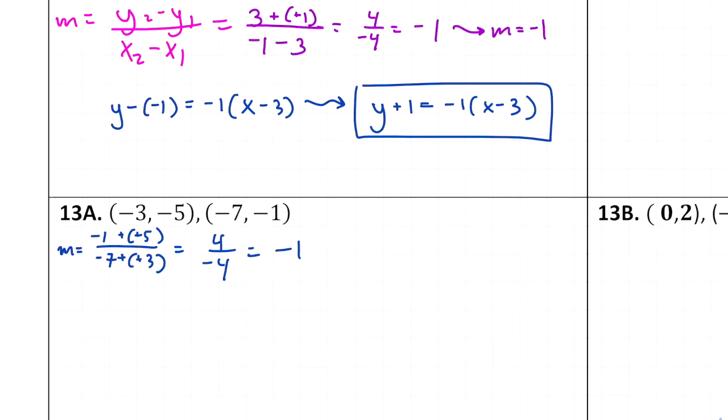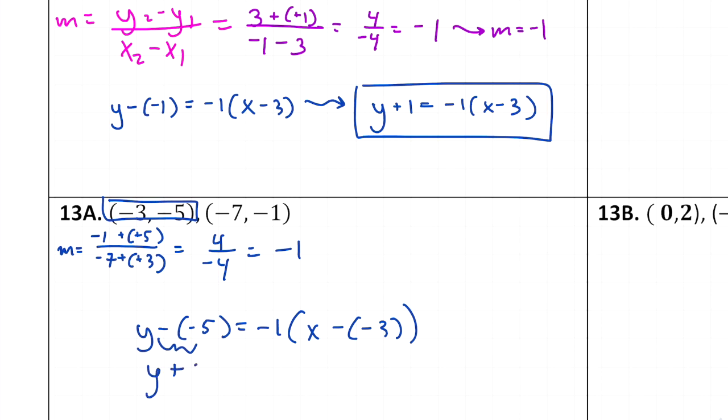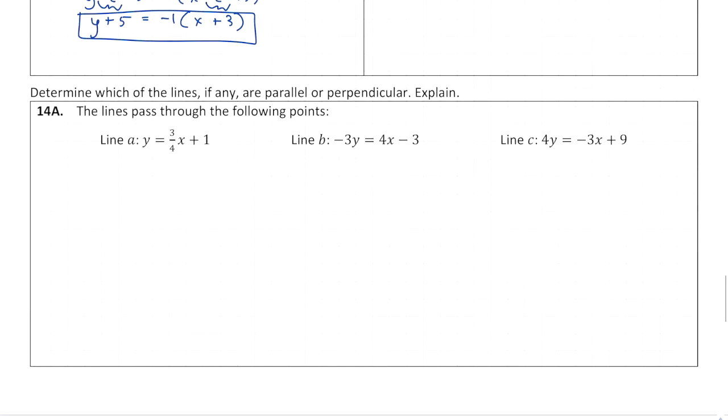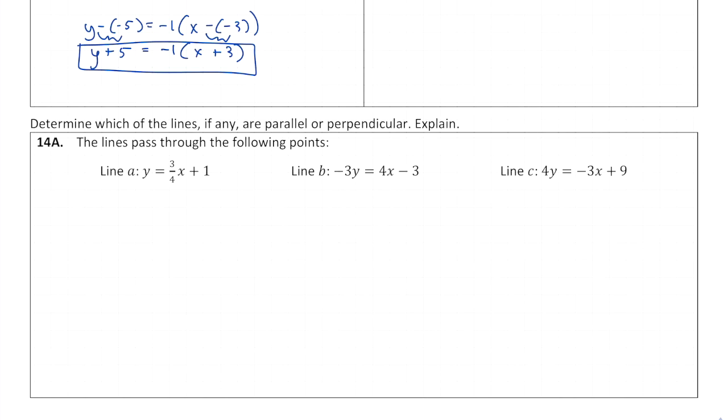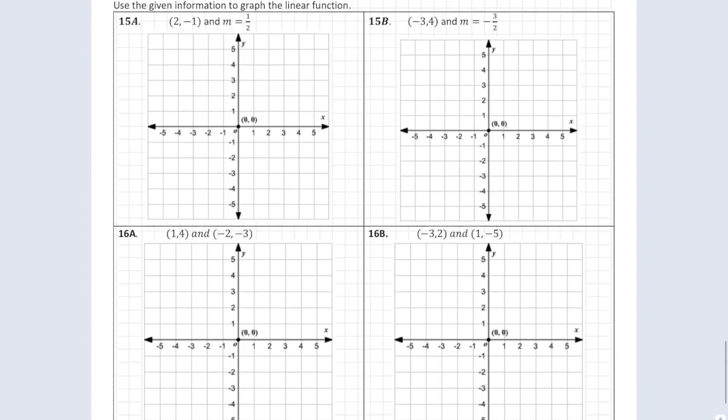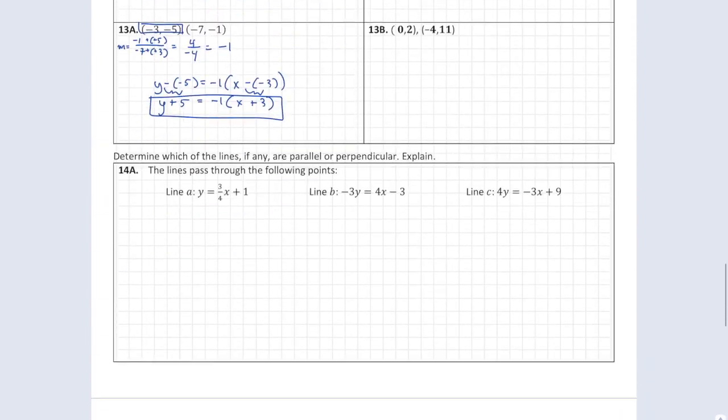Then again, I can pick any pair. I will pick this one right here and say y minus negative 5 is equal to negative 1 times x minus negative 3. Both of these simplify to pluses: y plus 5 equals negative 1 times x plus 3. That's my answer. 14, I'm going to leave for the next clip. All right, I got 14, and we might be able to finish all of these in this last little video.